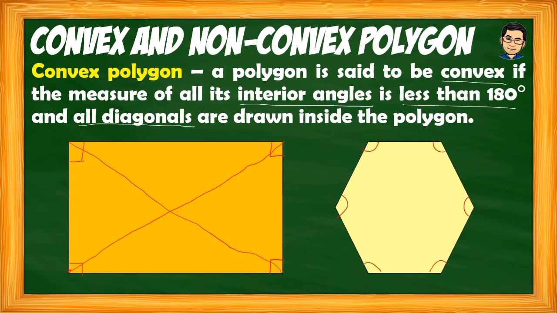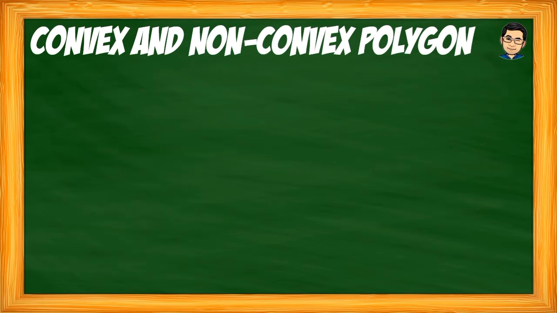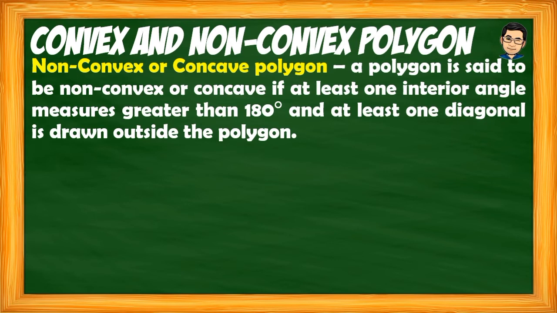And then, yung kanyang mga diagonals, ayan, 1, 2, 3. So, those are just examples of diagonals na nasa loob ng polygon. On the other hand, we have non-convex and or concave polygon. So, a polygon is said to be non-convex or concave if at least one interior angle measures greater than 180 degrees and at least one diagonal is drawn outside the polygon.